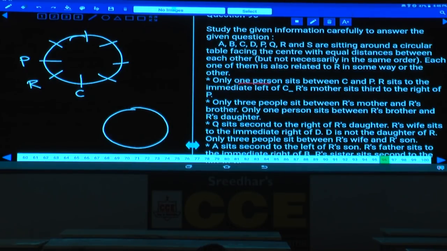And the second possibility, 1, 2, 3, 4, 5, 6, 7, 8. Now C is here, R is here, one person between C and P, P will be here. There are two possibilities, and only one person between C and P. R sits to the immediate left of C. R's mother sits second to the right of P, hence mother must be at this place. And in the second case, R's mother is here. Are you following this one or not? R's mother sits second to the right of P.